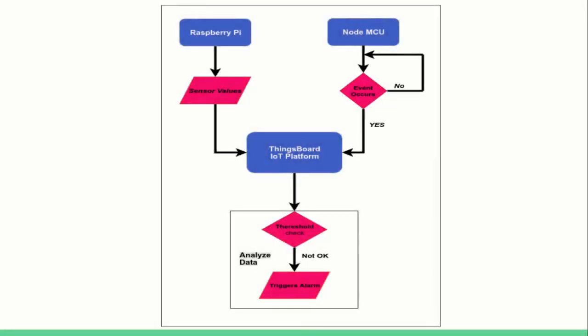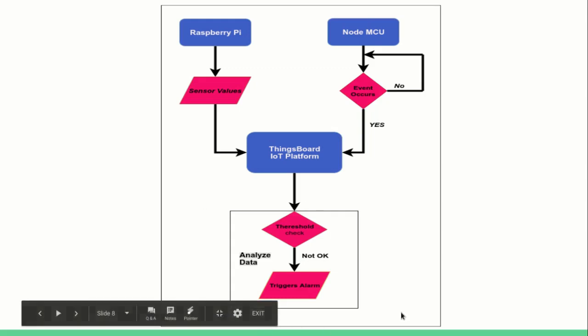So this is the flowchart for my demonstration. Raspberry Pi will collect data from the sensors. The collected sensor values will be sent to the ThingsBoard IoT platform, and on the Node MCU side, it always waits for an event. In my demonstration I made a button press the event. So whenever that event occurs, it notifies the ThingsBoard IoT platform.